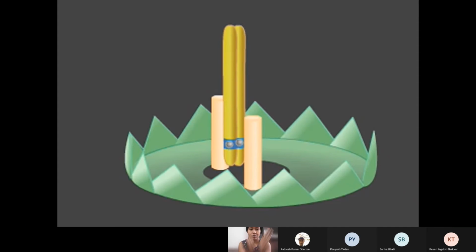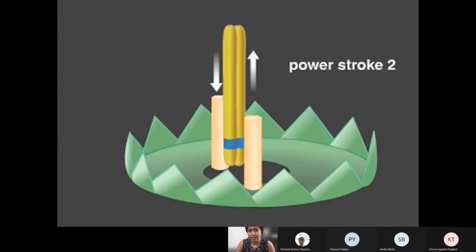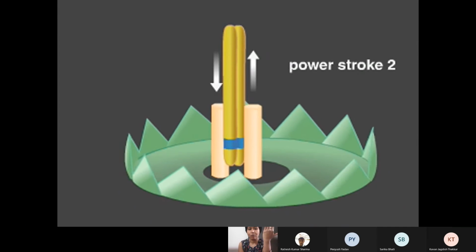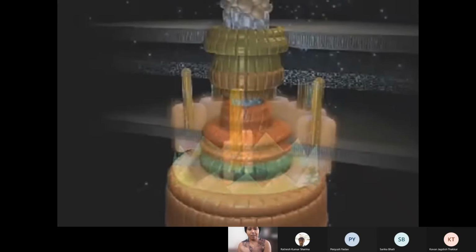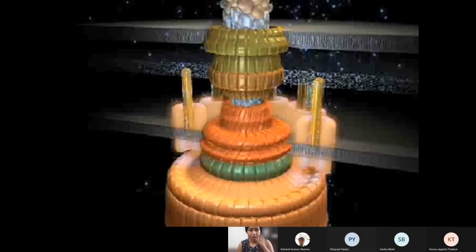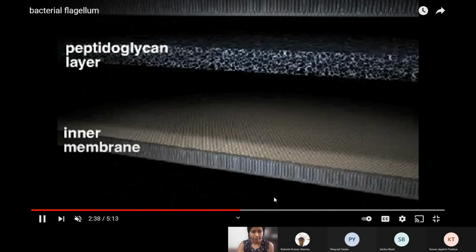So again, you need a power stroke, and every time there is a power stroke, you see the motor has moved, has rotated. Then when the ions are released inside, it causes another power stroke, another change in conformation, and then another motion. So this is how the flagella in the end moves. Okay, I will stop here, and we will continue a little bit more with flagella in the next class. I'll stop here for today.